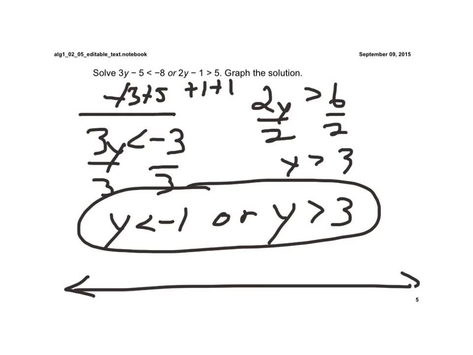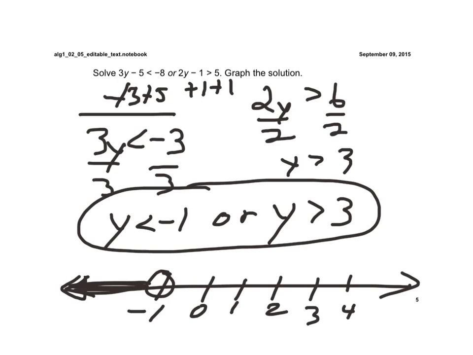And again, we should graph these, and you'll be required to graph these. So we have negative 1, 0, 1, 2, and 3. And so we go ahead and open circle and to the left, and open circle and to the right. And there's our graph for the compound inequality containing the word or.